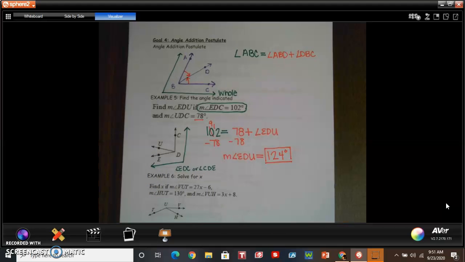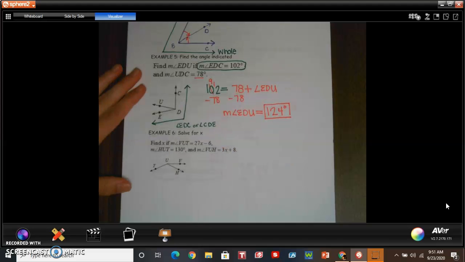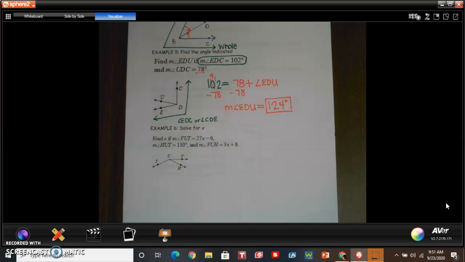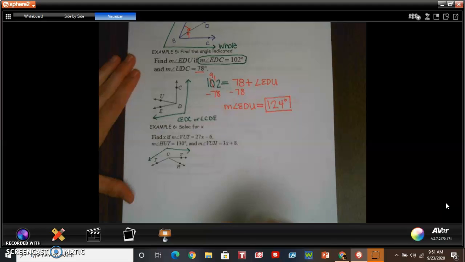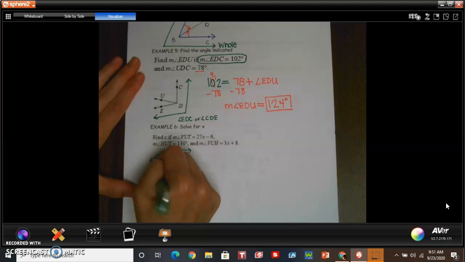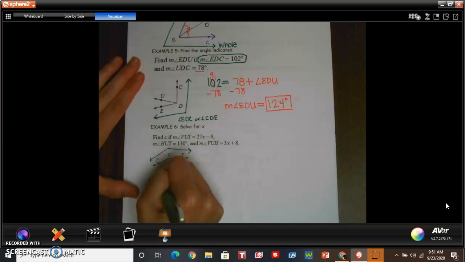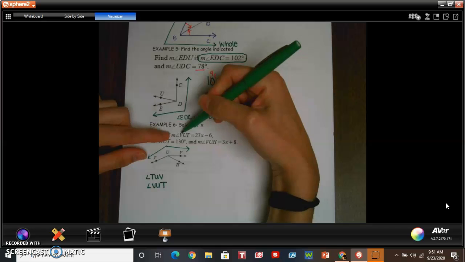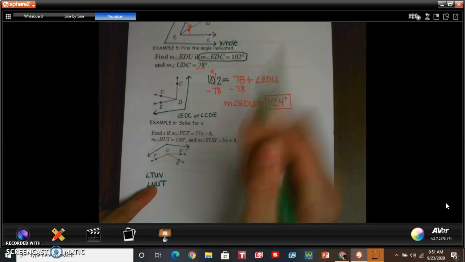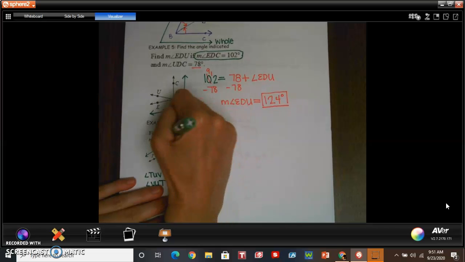Again, this is an actual question on your homework. All right. Now, just like with our segment addition, we're also going to deal with algebraic expressions with our angle addition. So we're going to solve for x. Just like before, we need to identify the outside angle. So our outside angle here is angle TUV or angle VUT. So let's find that information. All right, VUT, that is one of our options. So I'm going to circle it.